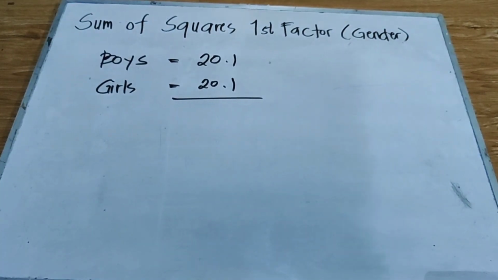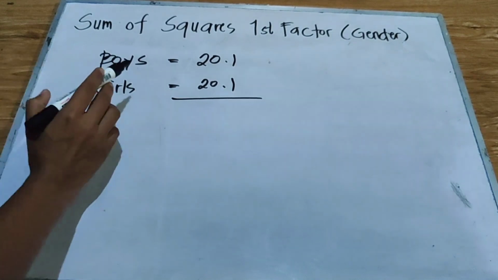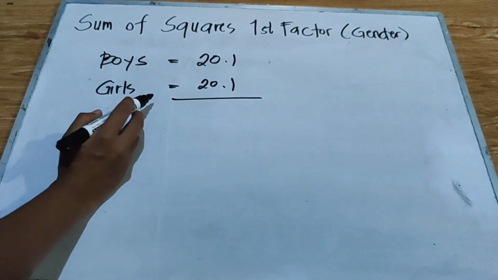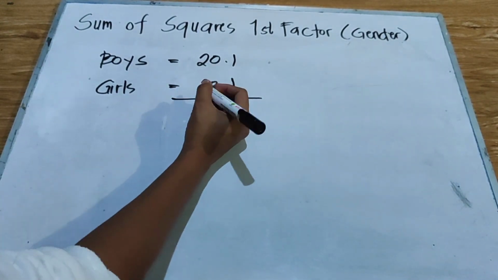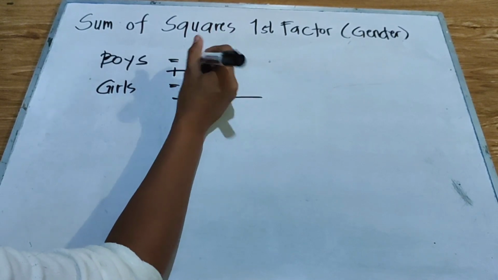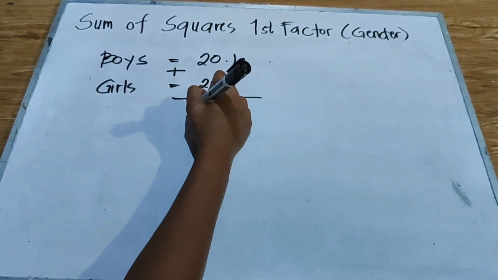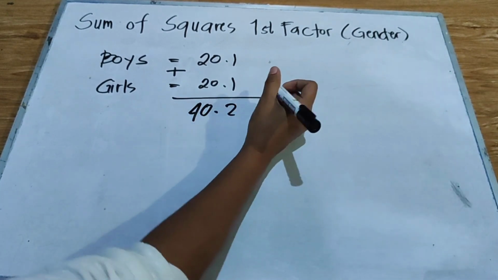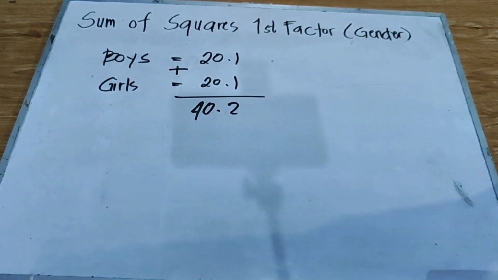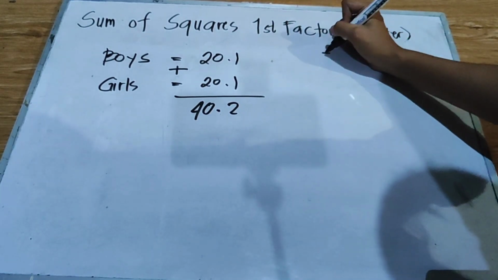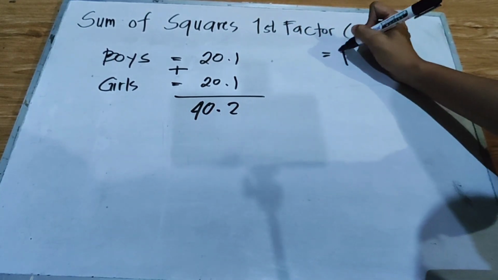So, nakuha naman na to ang boys o ang girls. Ato na to silang i-add. So, 20.1 plus 20.1 pud sa girls kay makakuha ta og 40.2. So, sums of square sa first factors is equals to 40.2.